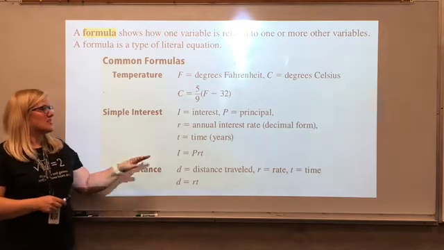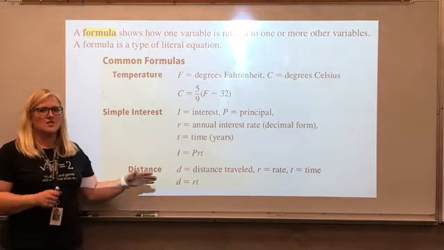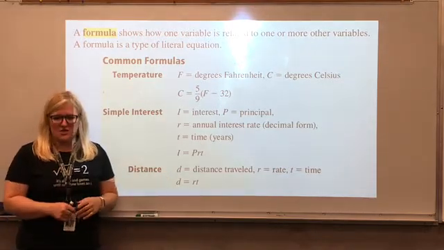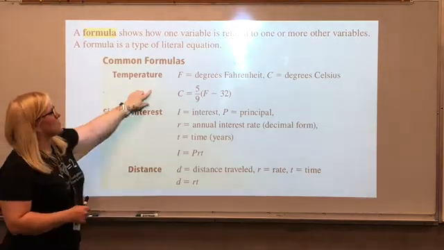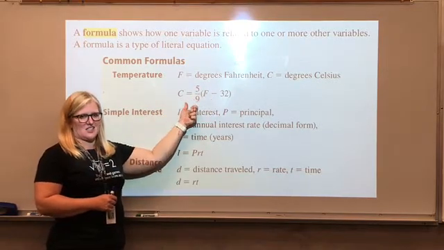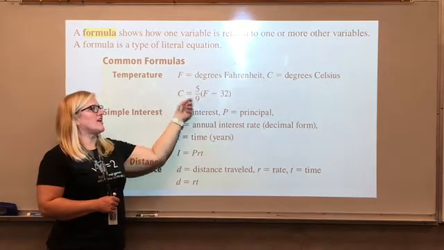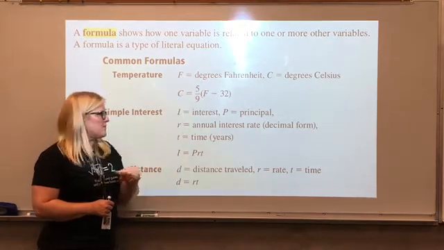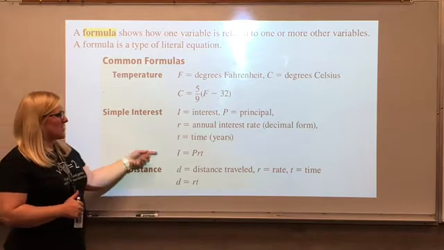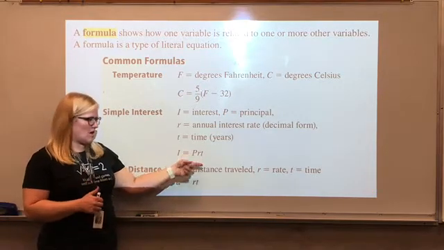Okay, so this slide right here shows some formulas that are used a lot. So this first one is temperature. This is turning Fahrenheit into Celsius. So if it's 80 degrees, you put it in right here for Fahrenheit, you crank it through and you get your Celsius right here. Another one is simple interest, I equals PRT. That's one that is used a lot.